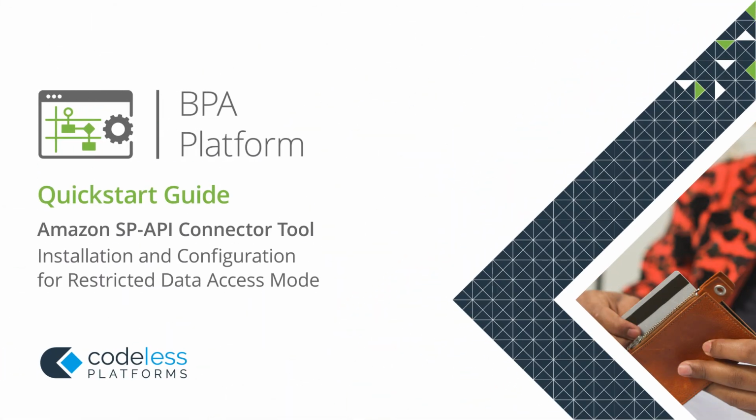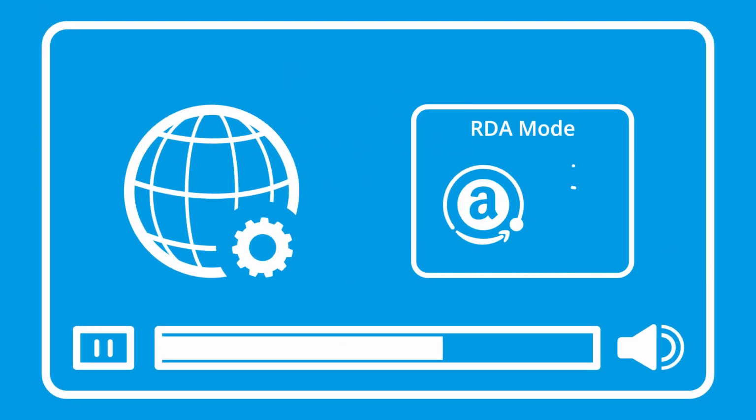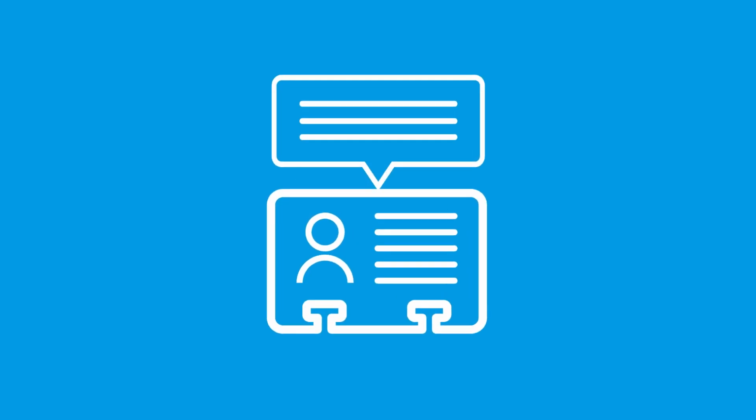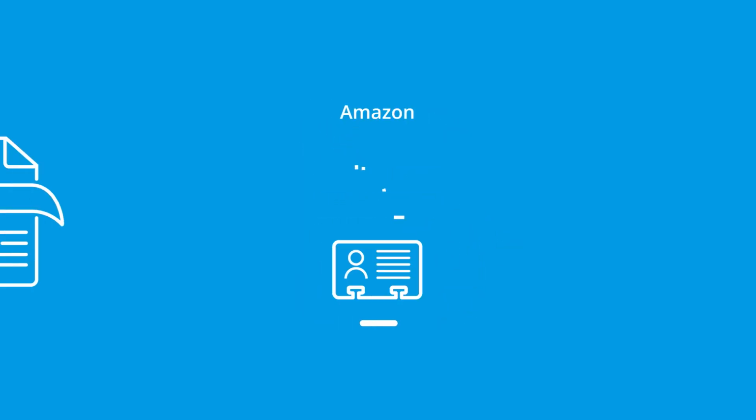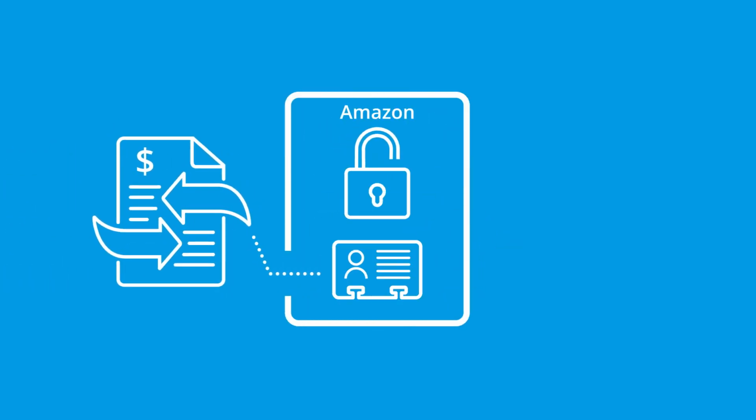Welcome to the Amazon Connector Quick Start Guide. This video will focus on configuration using restricted data access authentication. You will need this if you require access to personally identifiable information or restricted data as part of your e-commerce processes involving your Amazon marketplace.